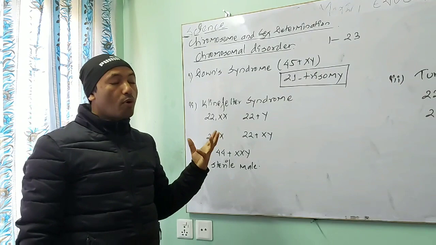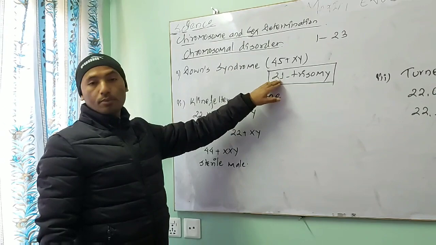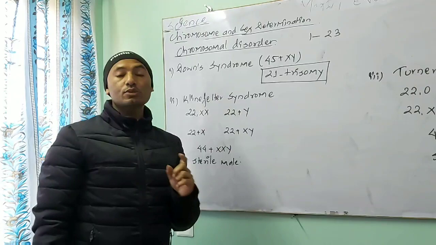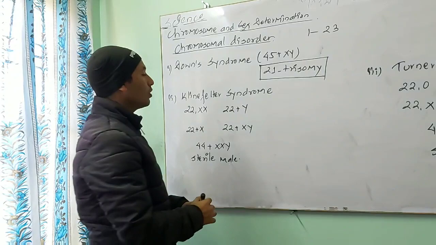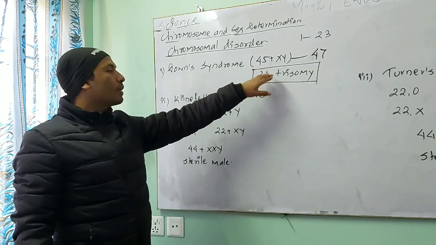It will be 45 plus XY or 45 plus XX. The body will have one extra set of 21 chromosome, so it is called 21 trisomy. Down syndrome is that condition in which a body, instead of having 44 plus XY chromosomes, has 45 plus XY, having altogether 47 chromosomes. During this, there will be a repetition of the 21st chromosome. That's why it is also known as 21 trisomy.